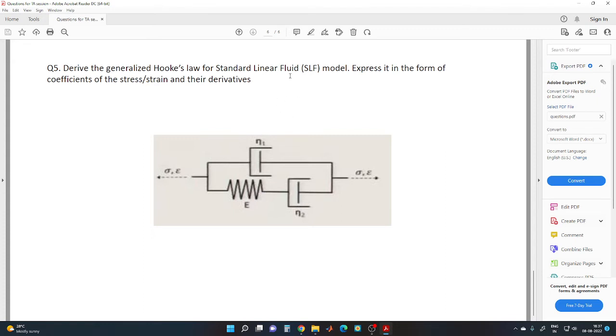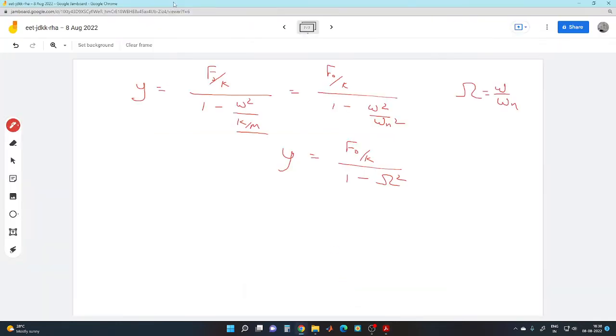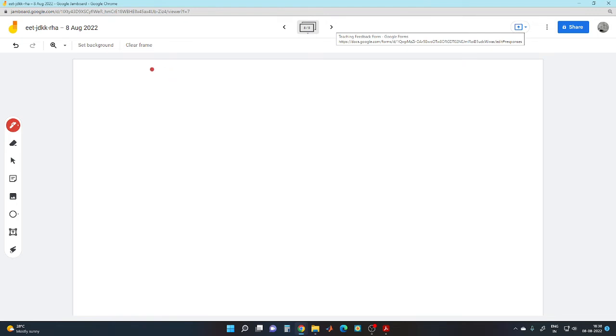actually a similar variation. Standard linear solid has been discussed in class, but that is something I think most of you will find a little bit difficult to understand. That is why I am discussing another one, which is not derived in the class, standard linear fluid. We'll be discussing it here, and after you have known these two models, you can actually model the generalized Hooke's law for any standard system.